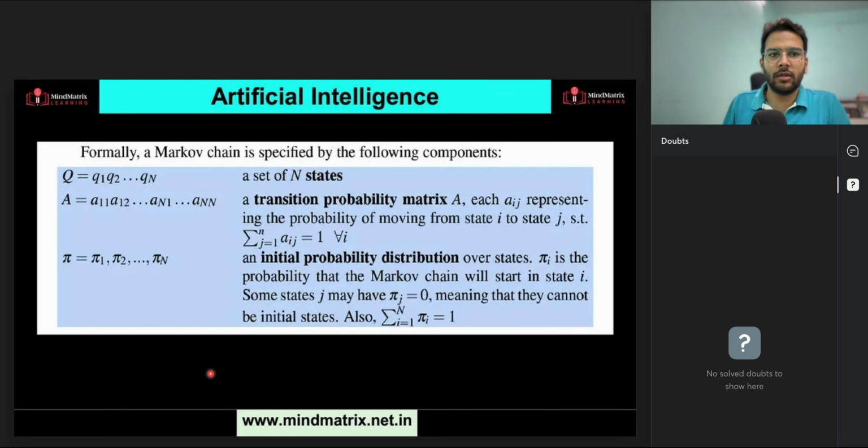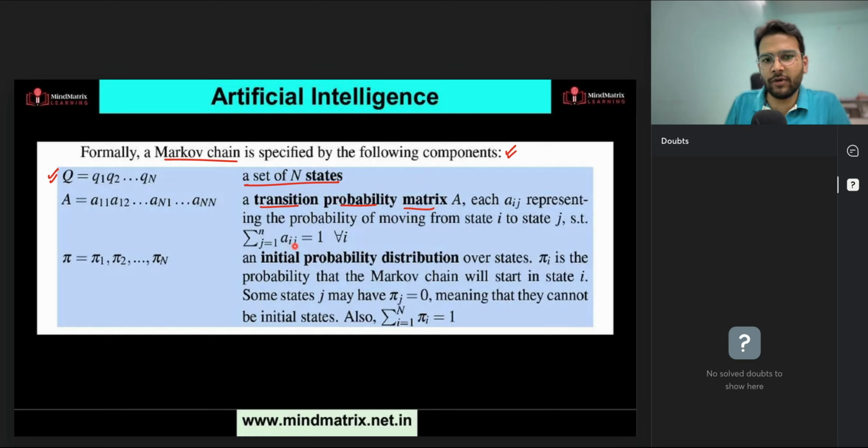So let's proceed. Now let's see, as I told you, the components. What do we have in a Markov chain? What are the components that we have? One is a set of n states, let's say from Q1 to Qn. These are the set of states. And what else is there? We have something called the transition probability matrix. Just now we saw the example of how we write the transition probability matrix: A11, A12, and then AN1, up to ANN. That is the matrix that you have.